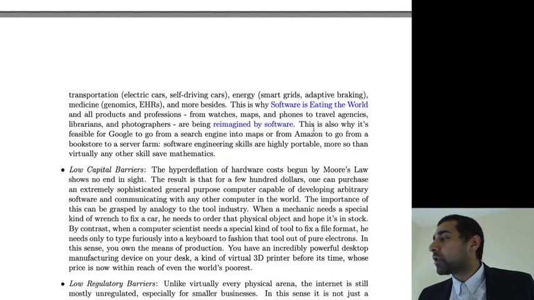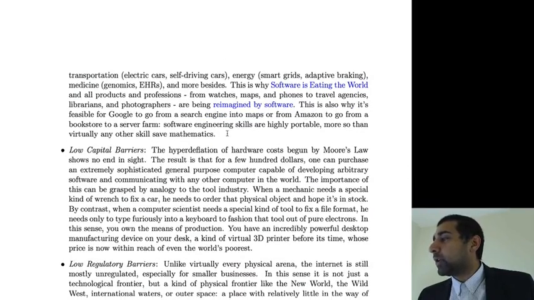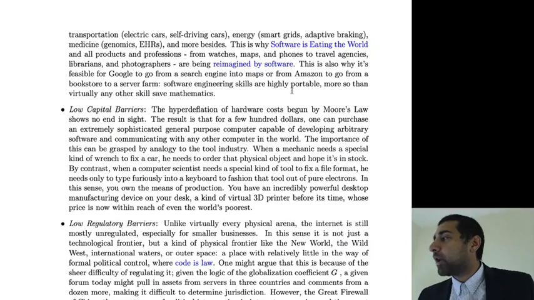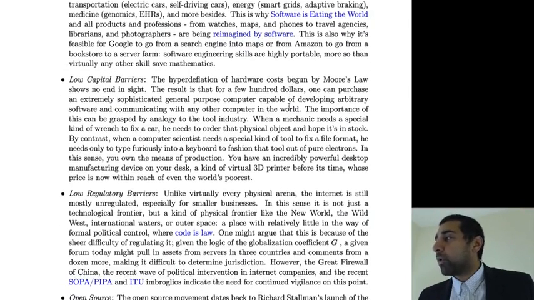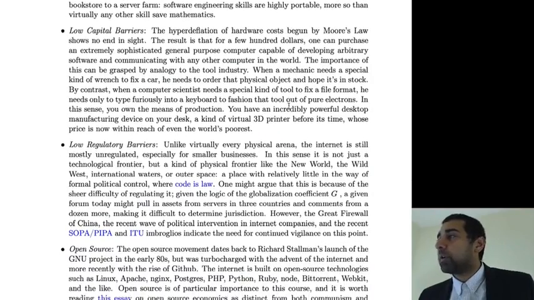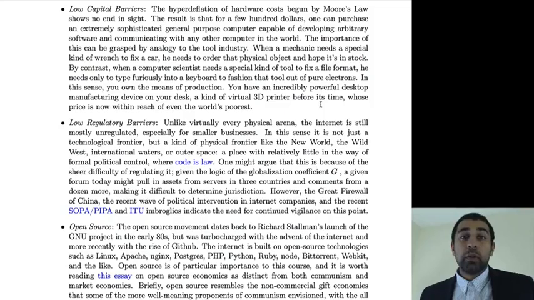And so the generality of software is why it's feasible for a company like Google to go from a search engine into Maps, or Amazon to go from a bookstore to a server farm. Software engineering skills are extremely portable, and more so than probably anything besides pure math. So let's talk about low capital barriers.